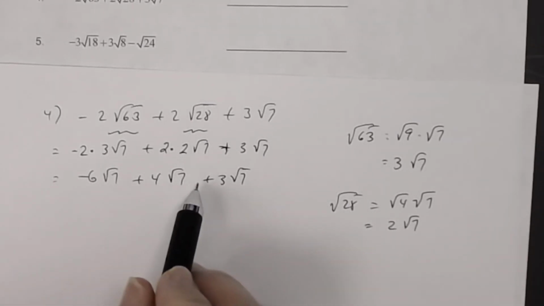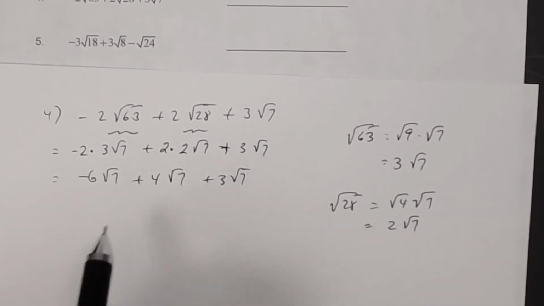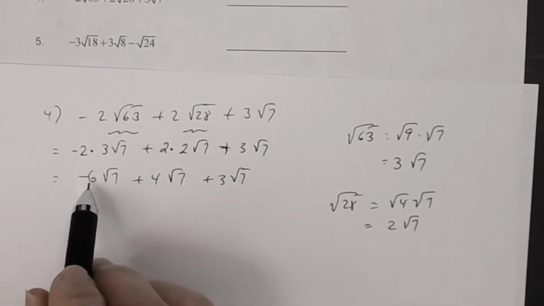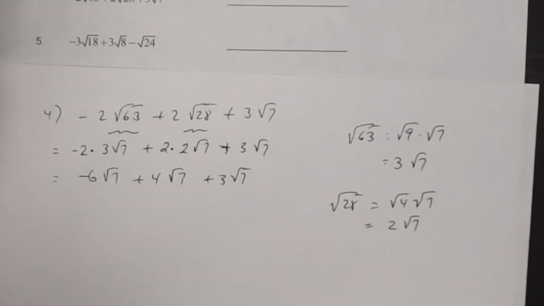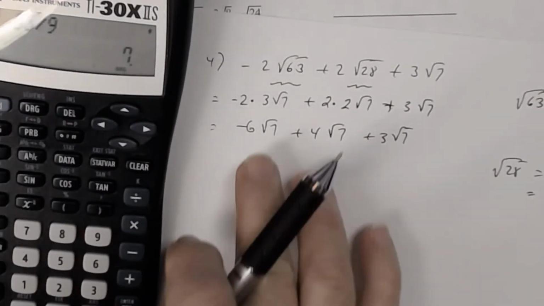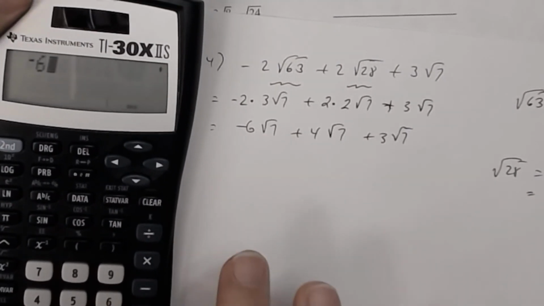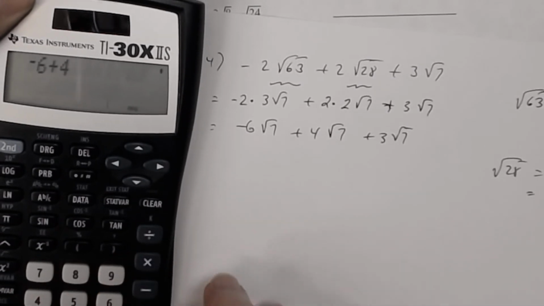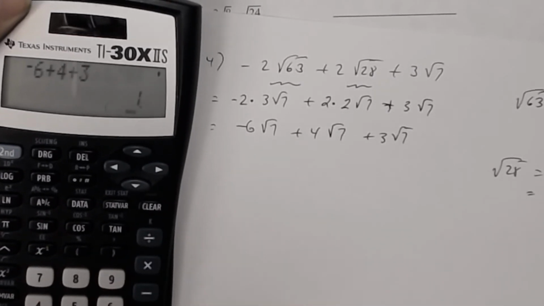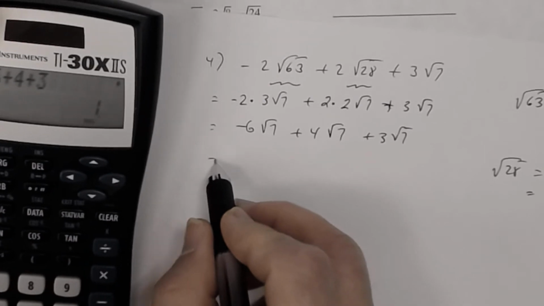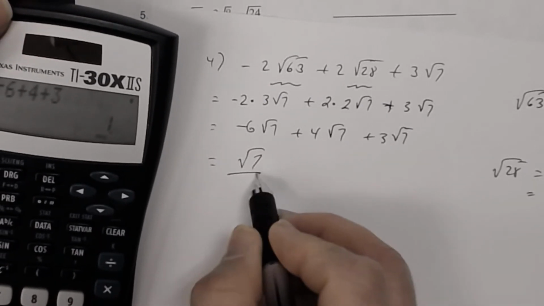All right, so all these are like terms now because they all have square root of 7. So all you've got to do is add their coefficients. So use your calculator if you need to. So you say negative 6 plus a positive 4 plus a positive 3 gives me 1. So the answer is just the square root of 7.